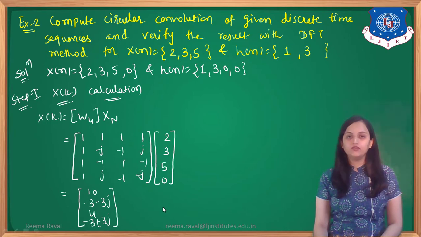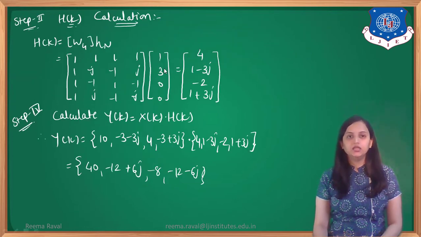Same way we will find h of k to obtain x of k into h of k. Using the same method, we get h of k equals 4, 1 minus 3j, minus 2 and 1 plus 3j. As we have obtained x of k and h of k, we will multiply the respective elements to get y of k. So y of k will be equal to x of k into h of k. Multiplying these two, we will get 40, minus 12 plus 6j, minus 8, minus 12 minus 6j as the answer of y of k.